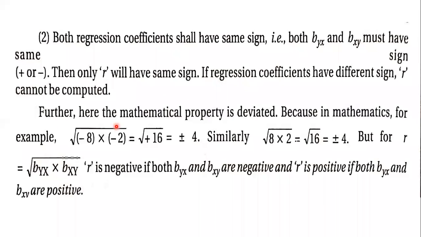Now here they have just given an example. Minus 8 into minus 2, because we are finding the square root. Minus 8 into minus 2, 8 2s are 16. Minus into minus is plus. So the square root of 16 is plus or minus 4. And if you have 8 into 2, both plus, then also you will get the answer as plus or minus 4.